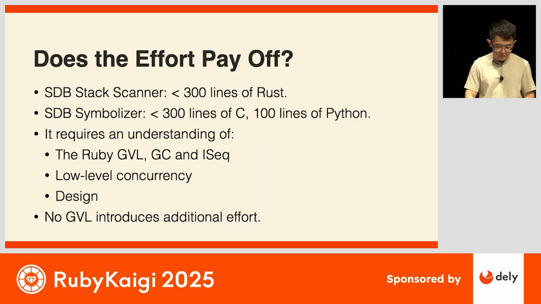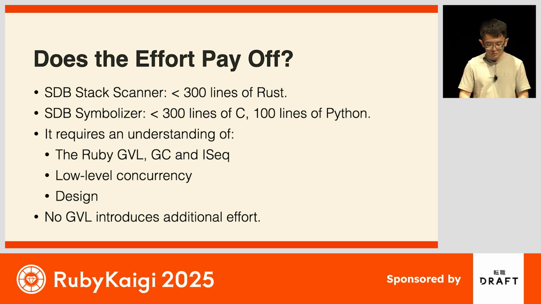The last question I'd like to answer is, does the effort pay off? Engineering is never as simple as finding a better solution. It's about the payoff. I mean, does it deserve it or not? Here are the facts of the SDB. Its stack scanner and synchronizer do not have much code. It has less than 1,000 lines. So I think its code size is quite small.